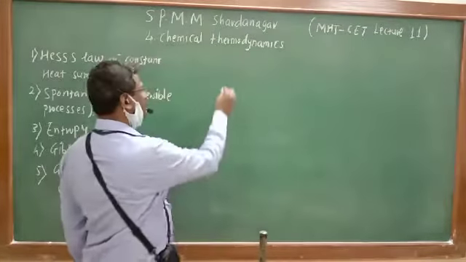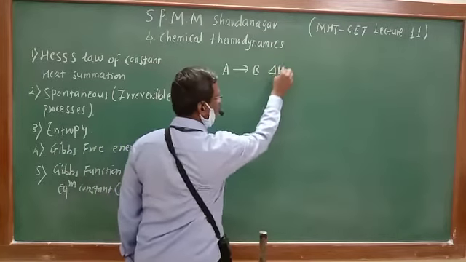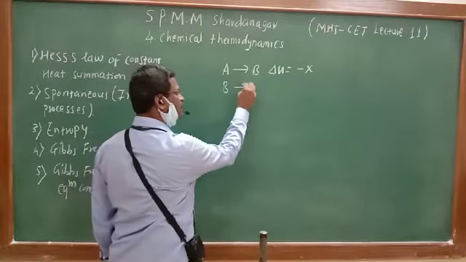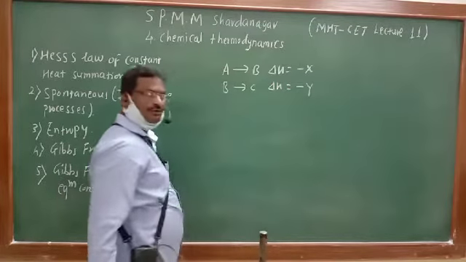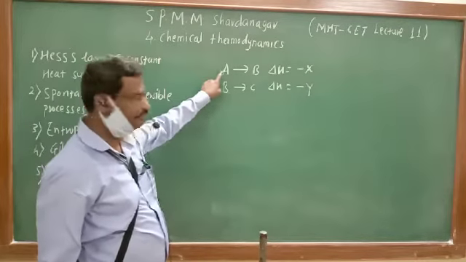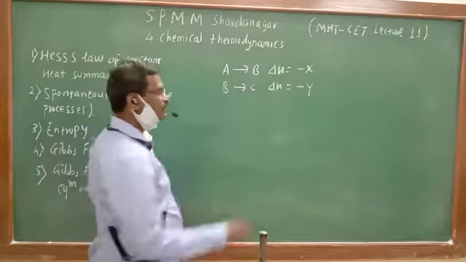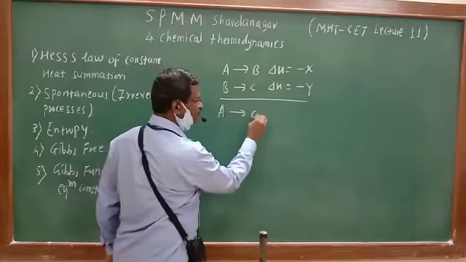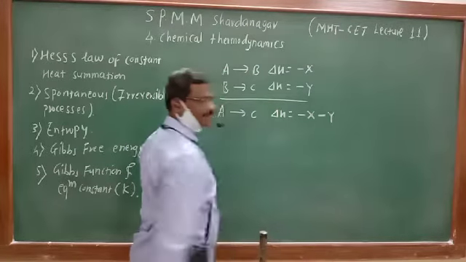Let us consider the general chemical reaction A converted to B with change in enthalpy minus X. Then B converted to C with a change in enthalpy minus Y. So what is the net reaction? We have started with A and the reaction ends with C. So if we add these two reactions, A is converted to C and the change in enthalpy is minus X minus Y.